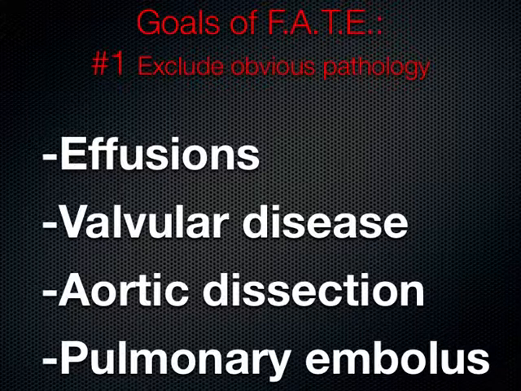Normally the RV is two-thirds the size of the LV, but when there's a blood clot in the pulmonary artery and you get right ventricular strain, the right ventricle is getting bigger and bigger trying to pump against a blood clot, and the RV starts to approximate the same diameter as the LV.